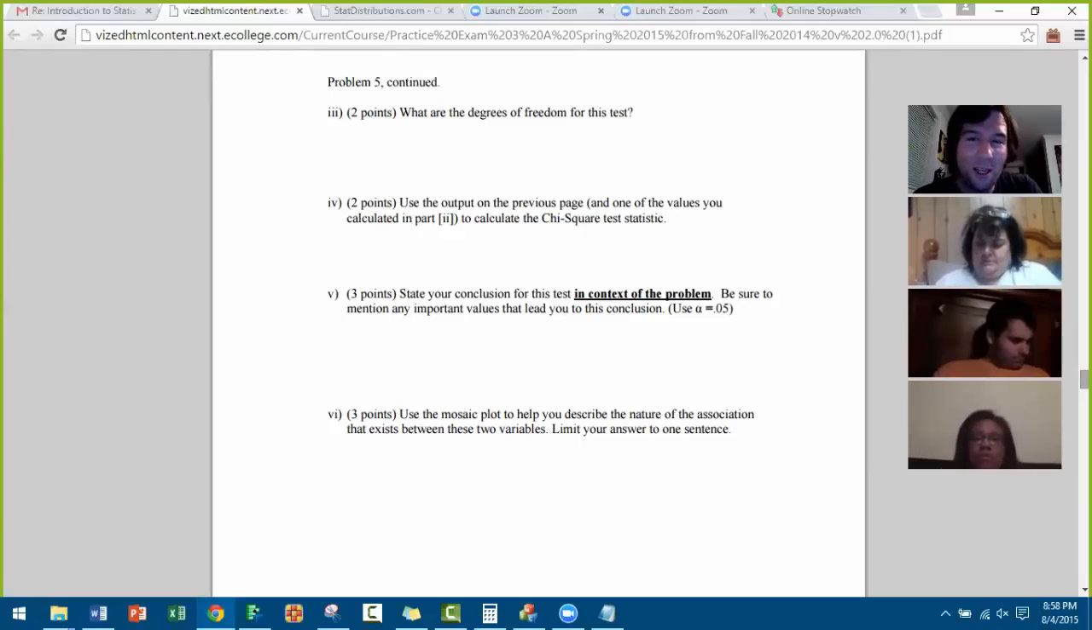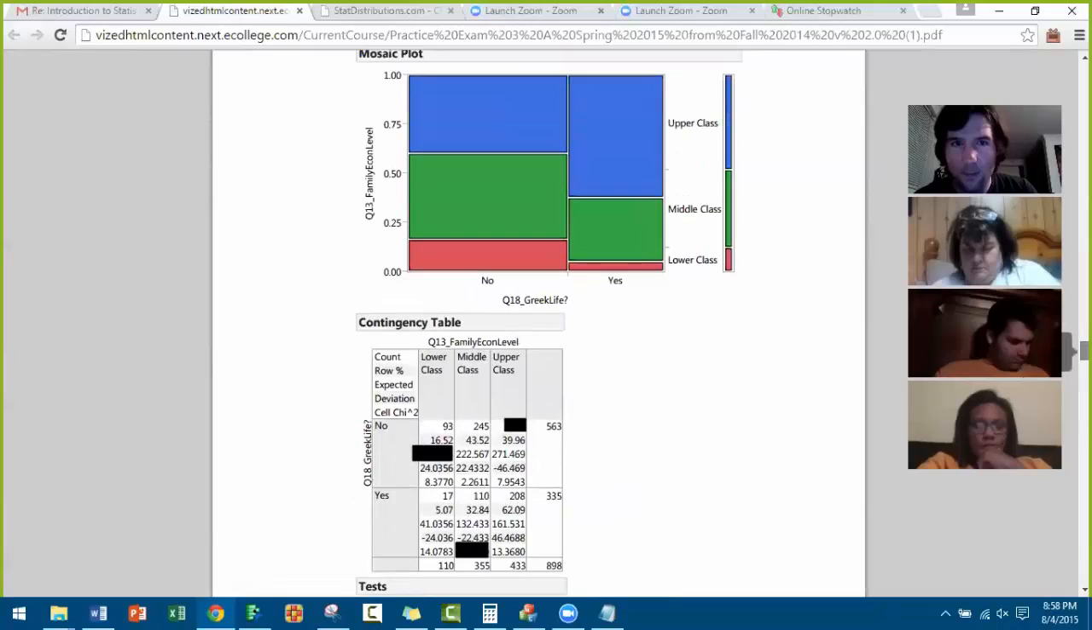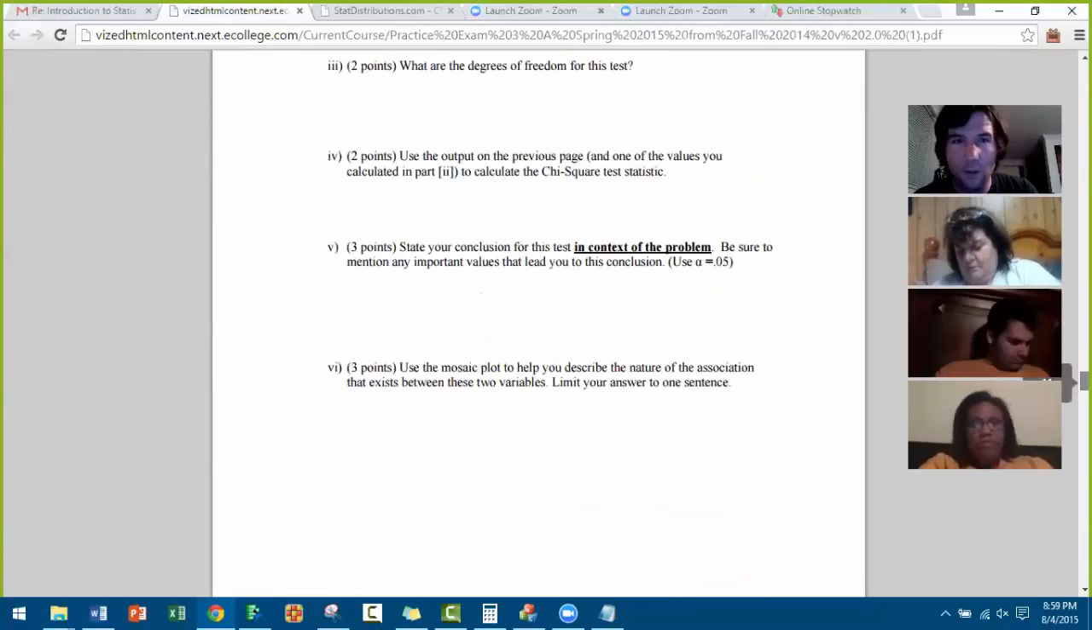State your conclusion in context of the problem. Our p-value is below 0.05. So we reject the null and we show evidence that there is an association between family economic level and, was it Greek life? Family economic level and Greek life, yeah. There's evidence of a relationship between those two.